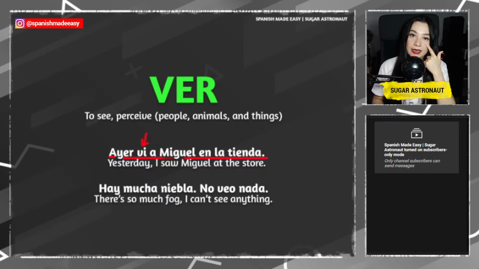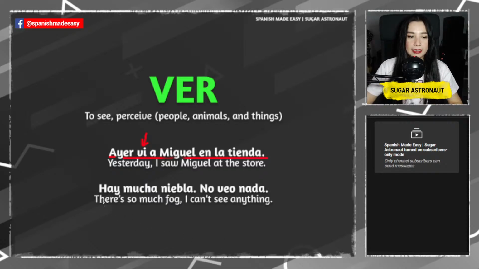Ayer vi a Miguel en la tienda. I saw Miguel at the store yesterday. Or yesterday I saw Miguel at the store. So that's very easy. That's a very clear example of using the verb ver.